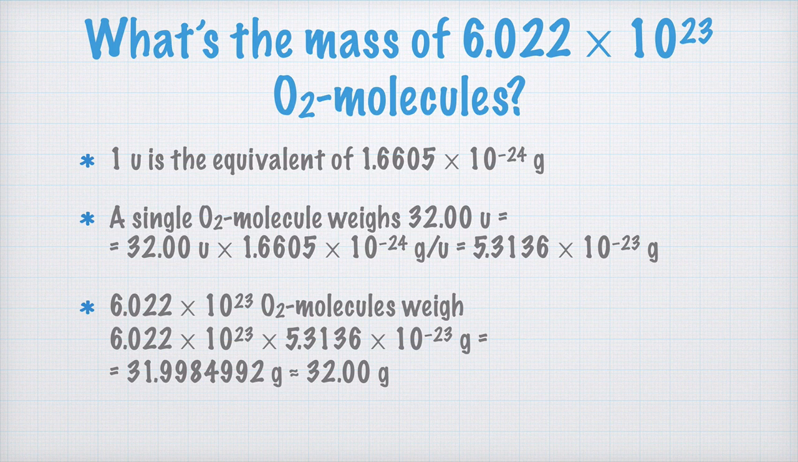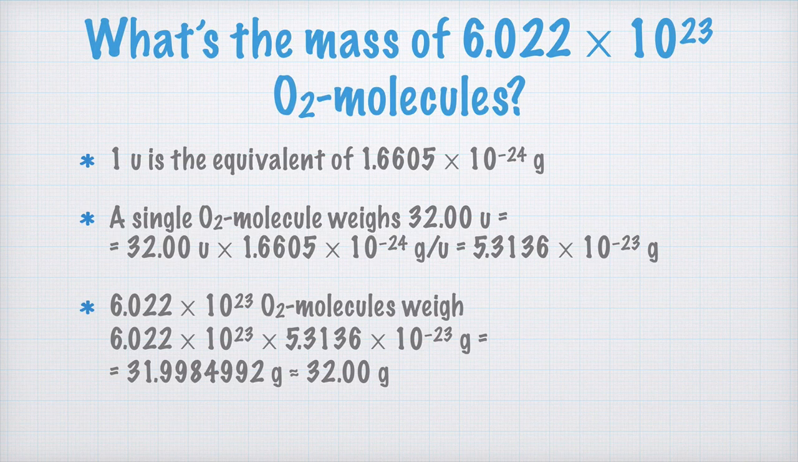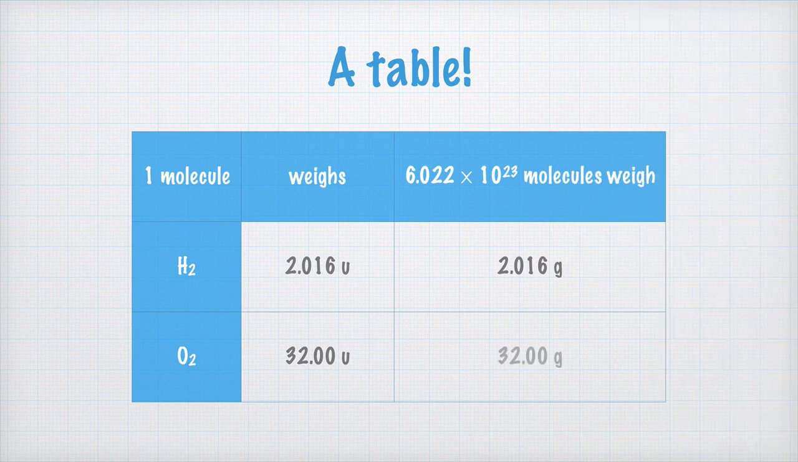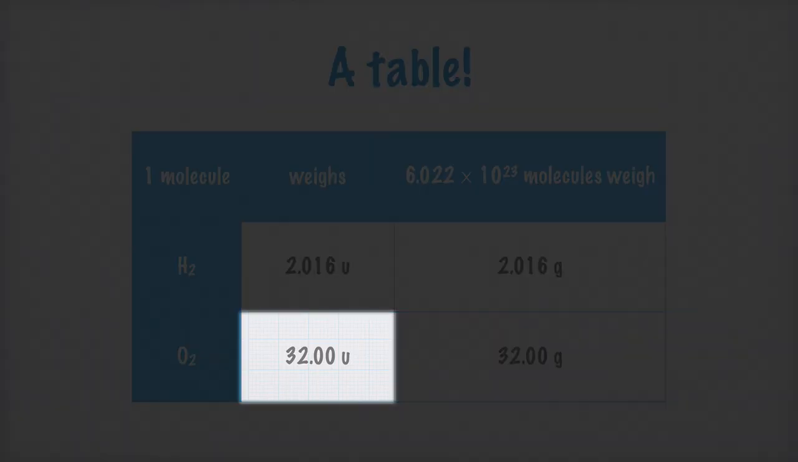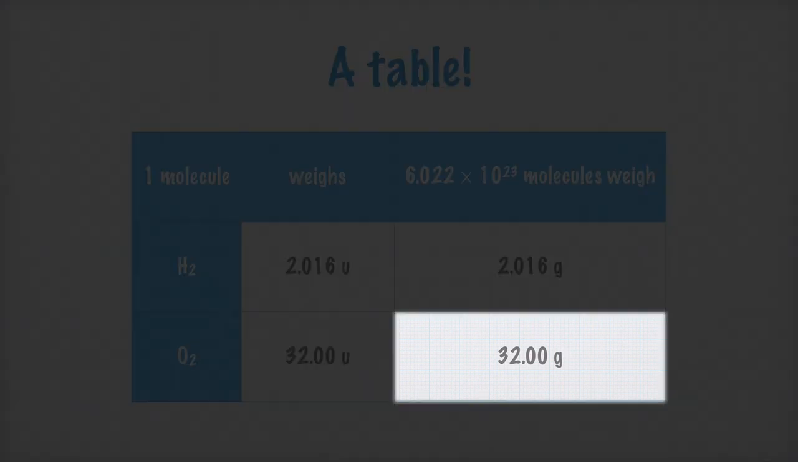And isn't this exciting? Once again, the same number appears. One single oxygen molecule weighs 32.00 U, while 6.022 times 10 to the 23 oxygen molecules weigh 32.00 grams. Make sure you put that number in your table too. One molecule has a mass of 32.00 U, while 6.022 times 10 to the 23 oxygen molecules has a mass of 32.00 grams.